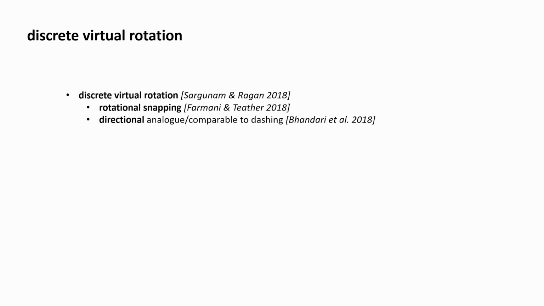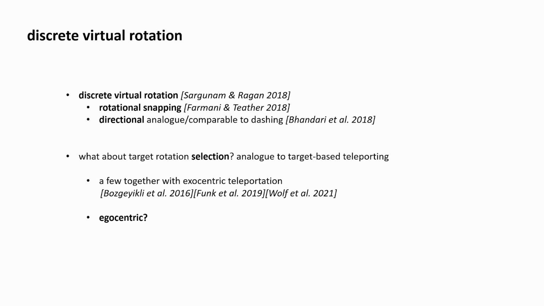When searching for a translational sibling, there is for instance dashing, where the users specify a direction with their viewpoint orientation and then move into this direction very quickly. However, the majority of teleportation methods use target selection, not directional input, and thus the question arises if there's also a pendant in virtual rotation, something like a rotation selection method.